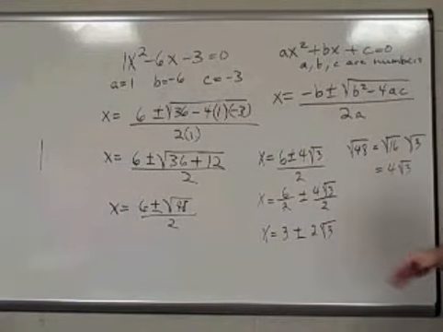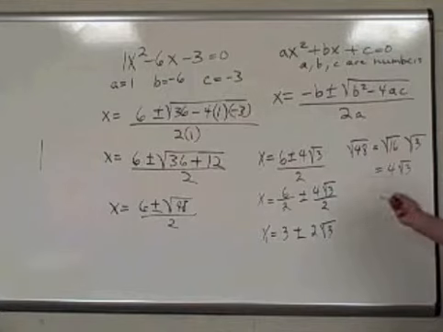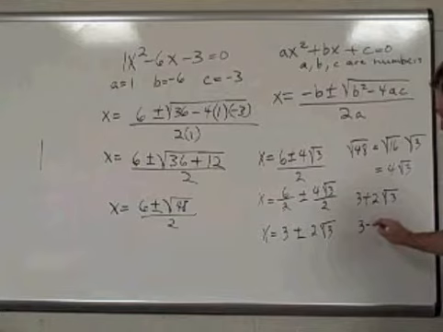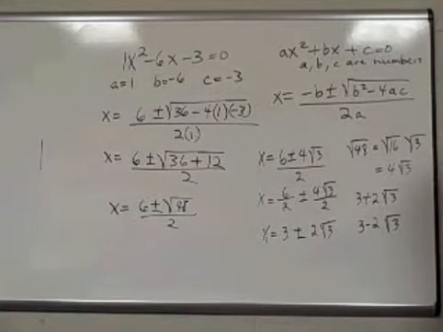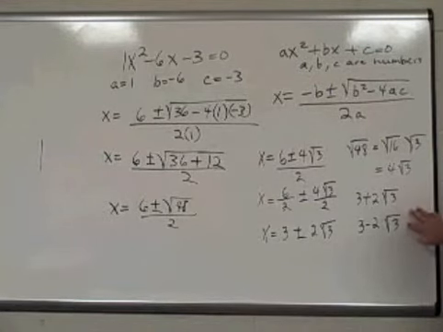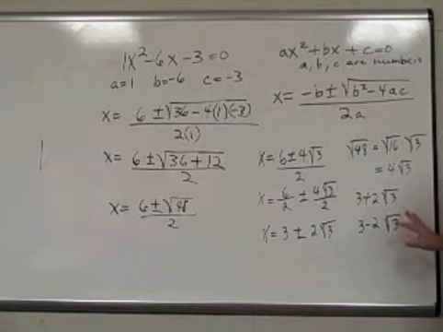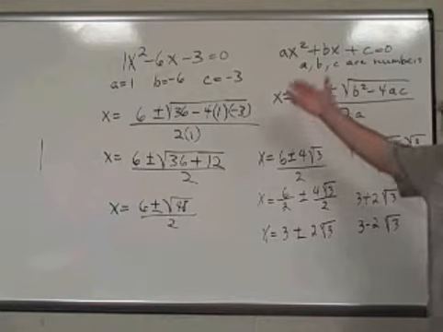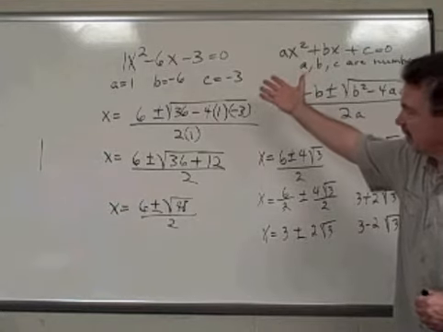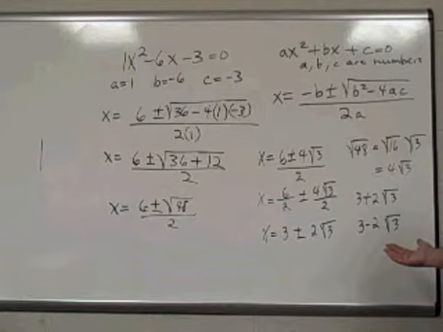So here are our two solutions to that quadratic equation. 3 plus 2 times the square root of 3, and 3 minus 2 times the square root of 3. Those are what we call the exact solutions. If we wanted approximate solutions, then we could evaluate the square root of 3 here and perform the arithmetic to get approximate solutions. So this is an example of solving a quadratic equation by using the quadratic formula. This formula works for any kind of quadratic equation we might have.